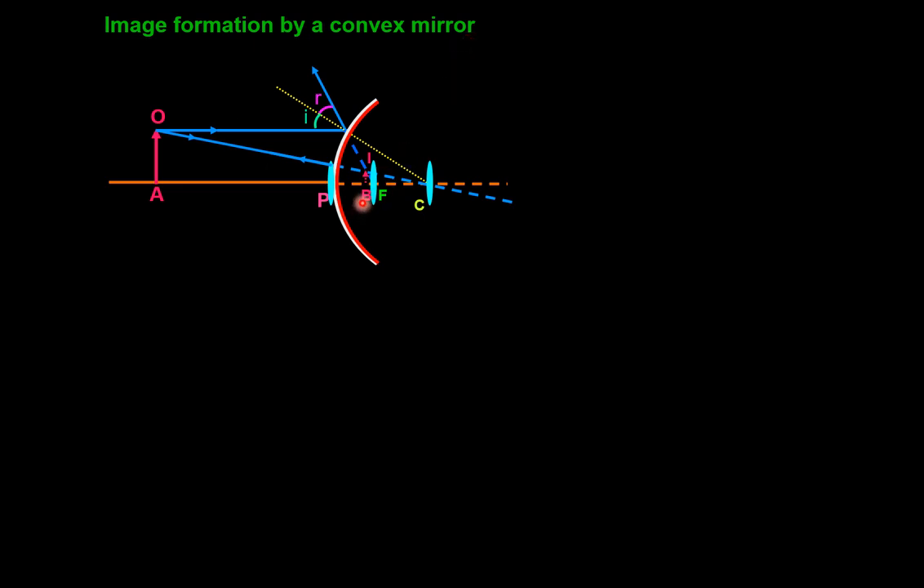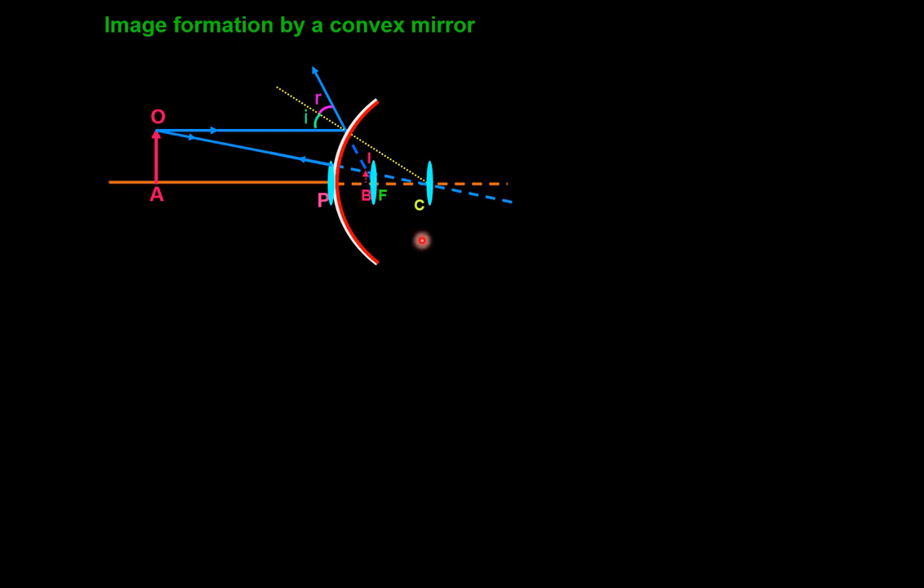Since the two reflected light rays are not actually meeting but only appear to meet, the image formation in our case is virtual and erect. And if we compare the size, AO is the size or height of the object, but in this case the image formed is only this much size, so it will be lesser, or we can say diminished in size.